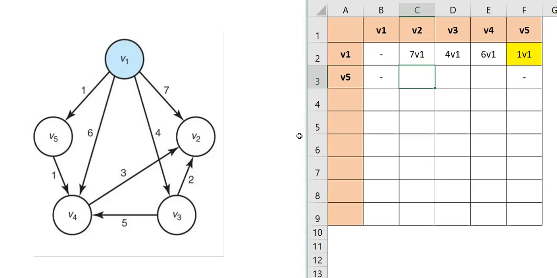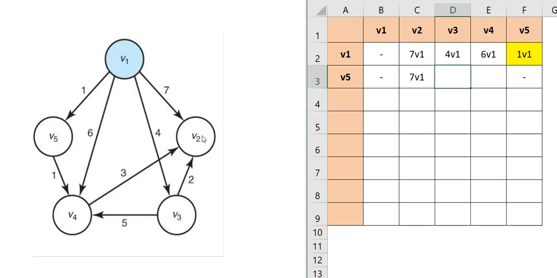Next is V5 to V2. V5 to V2 is infinity, which means there is no direct path. But our objective is not to get the distance from V5, but to get the distance from V1. V1 to V5 is already known as 1, so we have to add 1 plus infinity, which is the same as infinity. Infinity is no better than 7, so we will ignore this solution and keep our previous solution, which is 7.